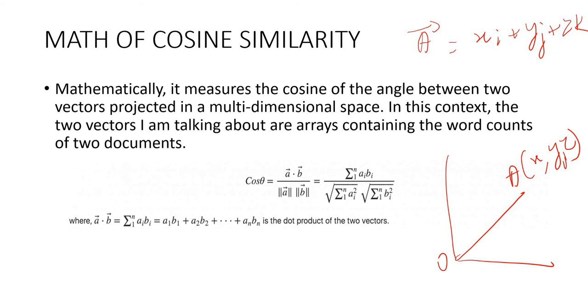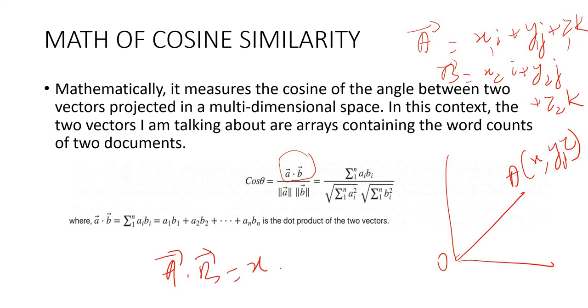Then a dot b: if vector A is x1, y1 and z1, and vector B is equal to x2i plus y2j plus z2k, then a dot b is equal to x1 x2 plus, that is the product, y1 y2 plus z1 z2. This is the formula for dot product.